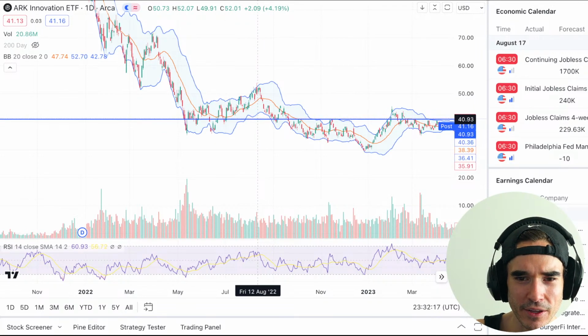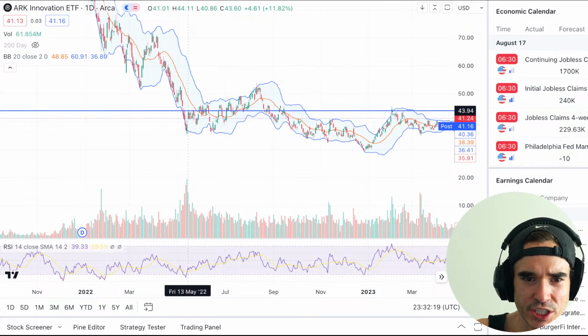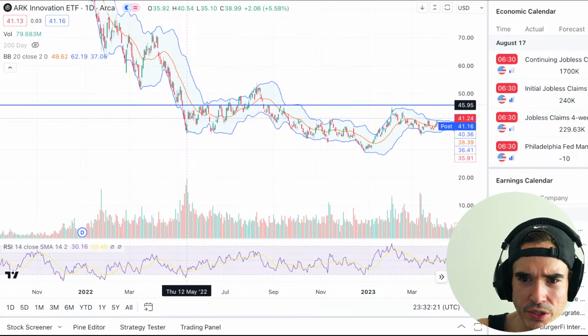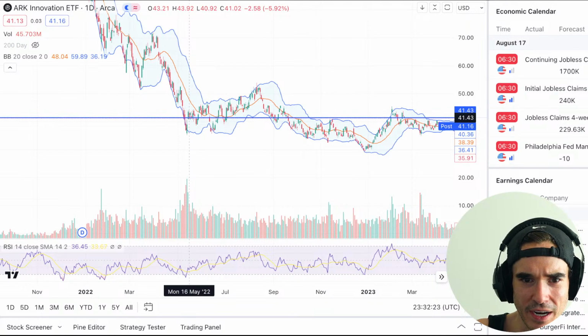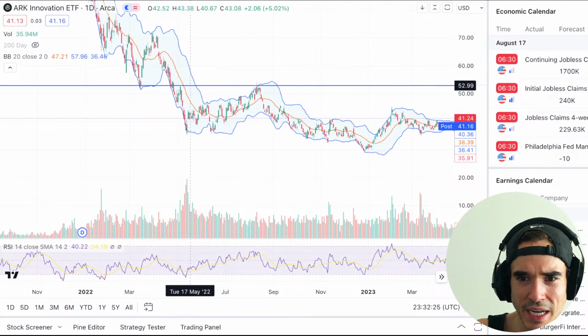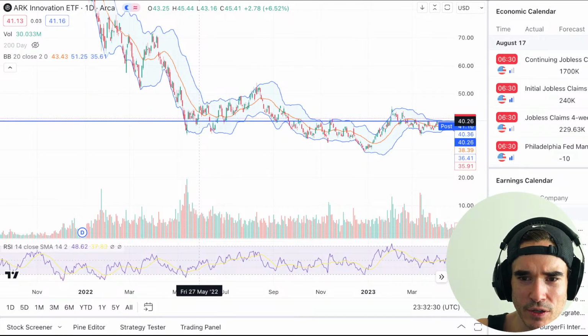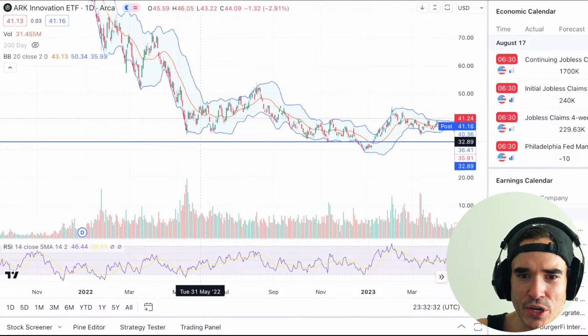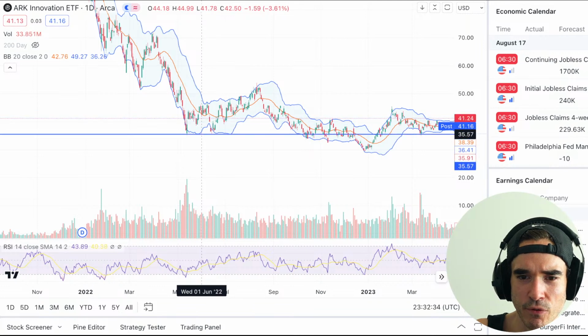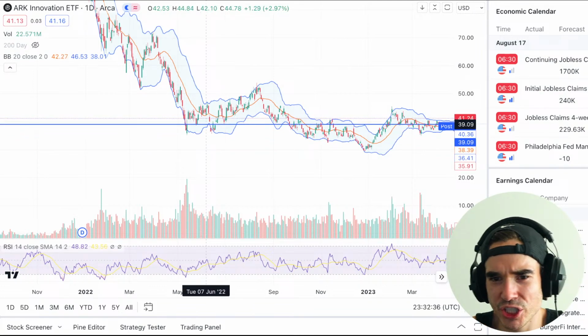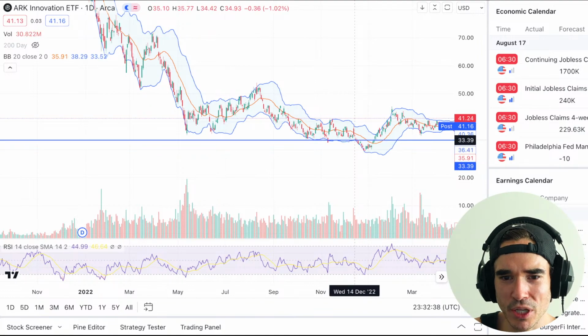Oh yeah, look at that. So this consolidation zone of 41 to 45 broke out to a test of 52, but then failed all the way down to 40. And then that became a new consolidation of 41 to 35-ish. And then we had this breakdown below 35.